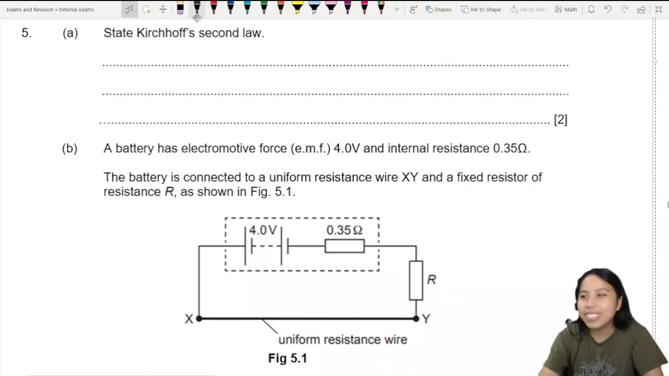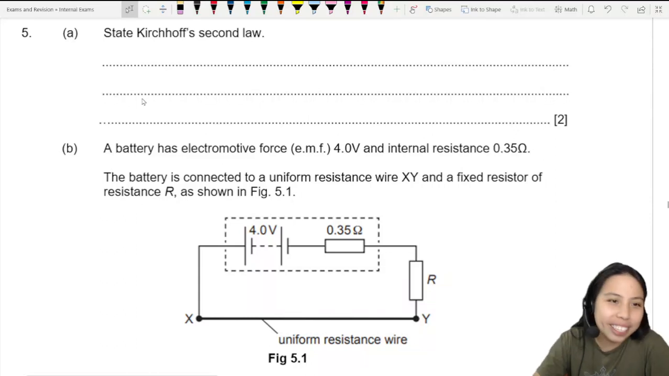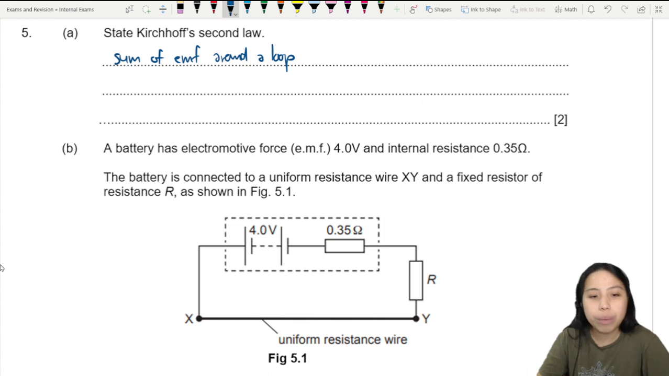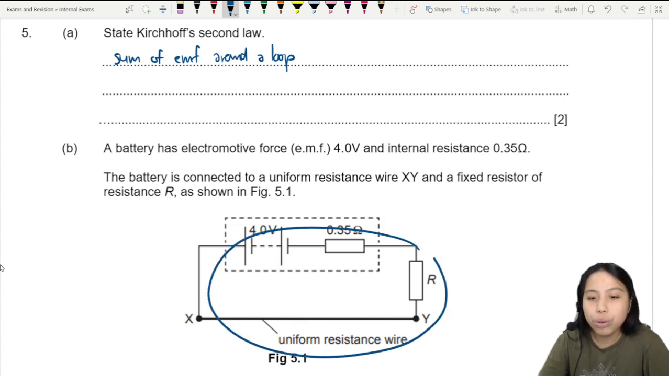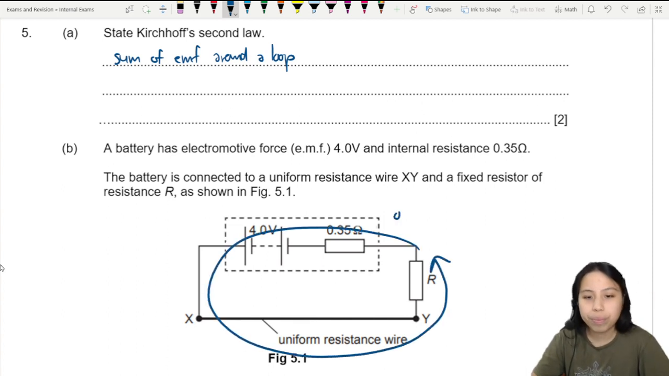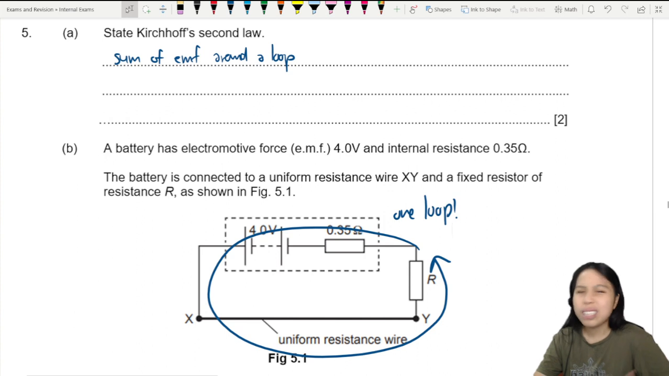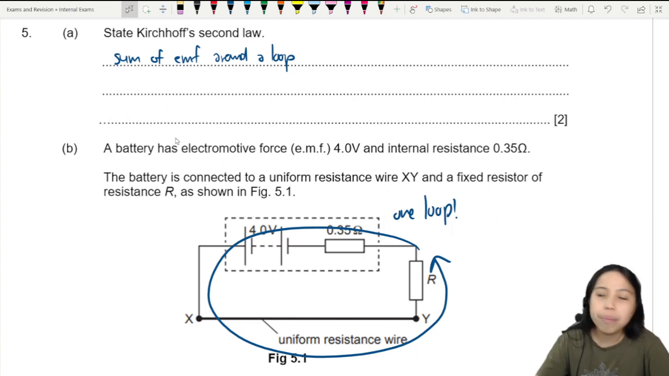State Kirchhoff's second law. You have to memorize this, no shortcuts around this. We're going to say that the sum of EMF around a loop in a circuit. If I go in the loop like this, that's one loop. Sometimes I will go up, sometimes I'll go down in potential. There's a lot of changes. We just say the sum.